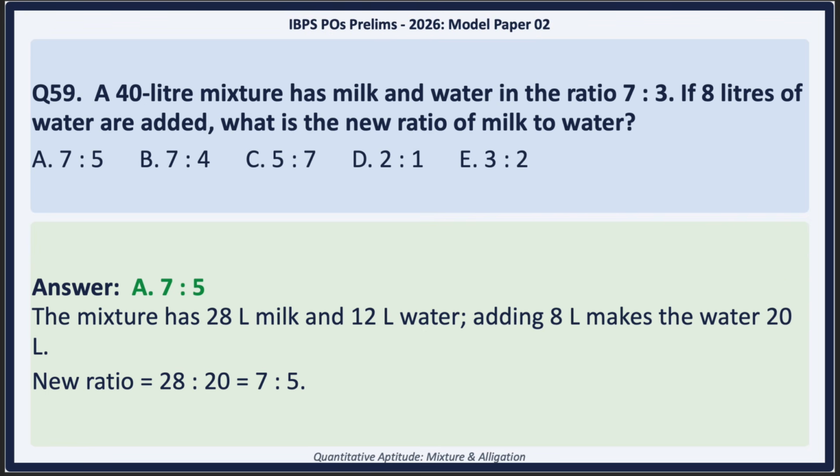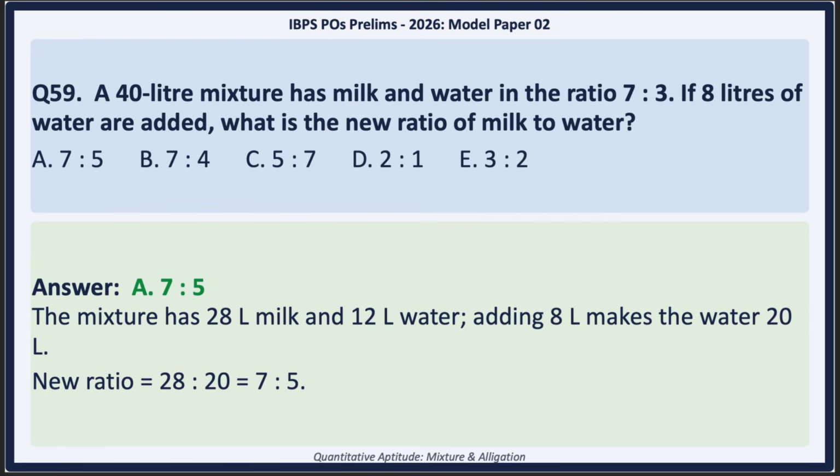Break down the original 40 liters first. 7 parts milk, 3 parts water means 10 parts total. So each part is 4 liters. That means 28 liters of milk and 12 liters of water. Then we just add the 8 liters of water, so water goes from 12 to 20, the milk stays at 28. The new ratio is 28 to 20, which simplifies to 7 to 5.